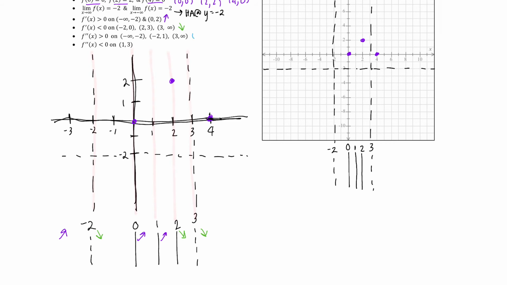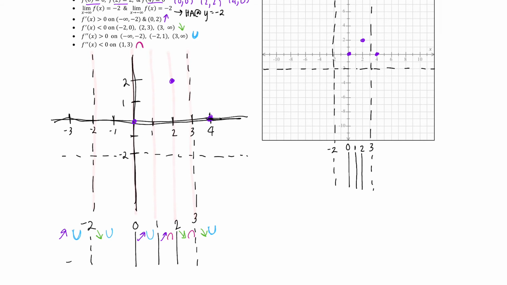F double prime positive means you're concave up. So you're concave up from -∞ to -2, from -2 to 1, and then from 3 to infinity. And then you're concave down from 1 to 3. Choosing the shapes.